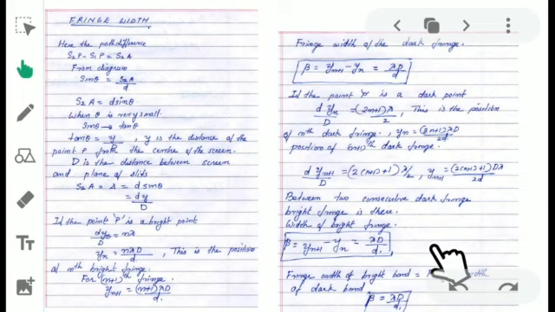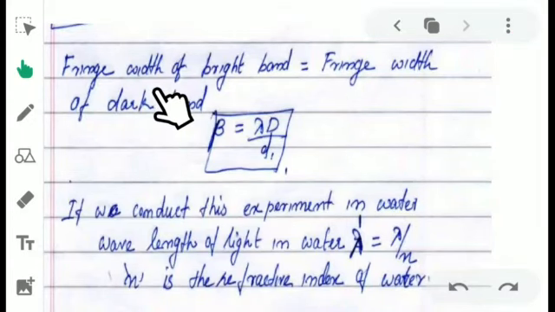We can see that the fringe width of a bright fringe and the fringe width of a dark fringe are both the same, that is lambda D upon d. Lambda is the wavelength, D is the distance between the plane of the slit and the screen, and small d is the distance between the coherent sources. We have seen that the fringe width of the bright band is equal to the fringe width of the dark band. Beta is equal to lambda D upon d.